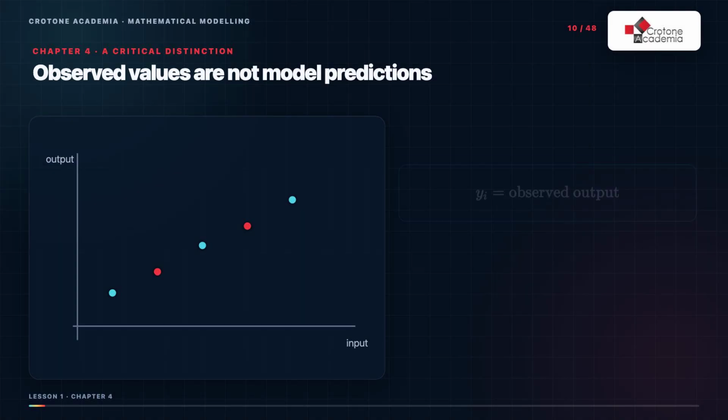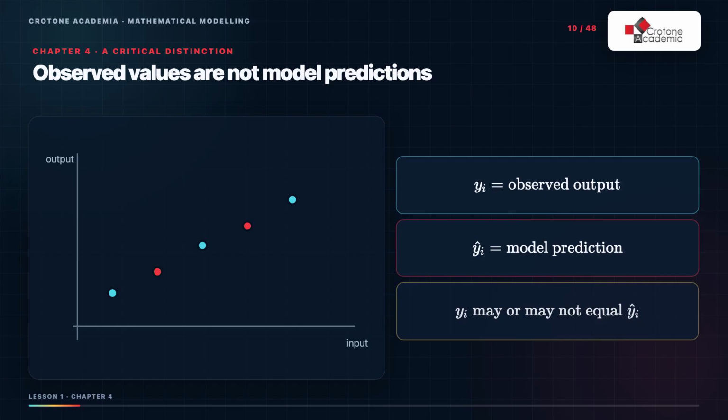The observed output is y sub i. It comes from a measurement or recorded dataset. The model-generated output is y hat sub i. It comes from the equation we have chosen. These values may be close, equal, or different. A model is a representation selected for a purpose. It is not automatically the complete true relationship.